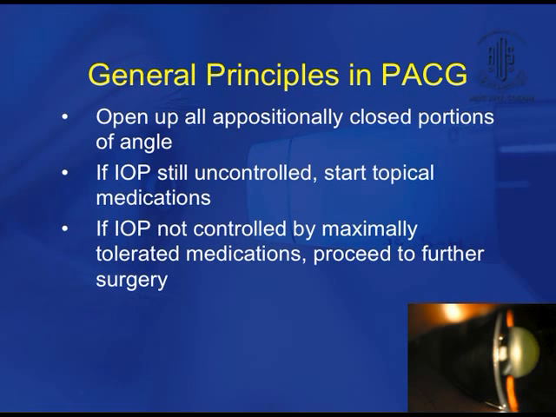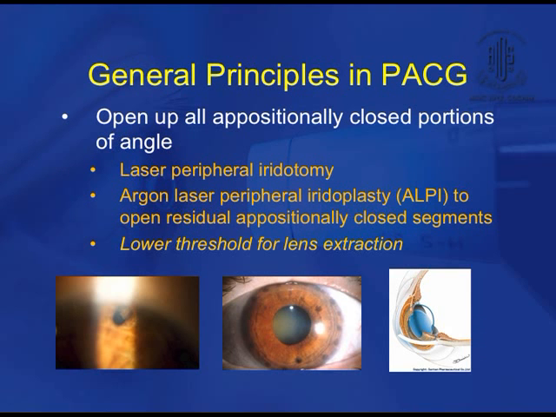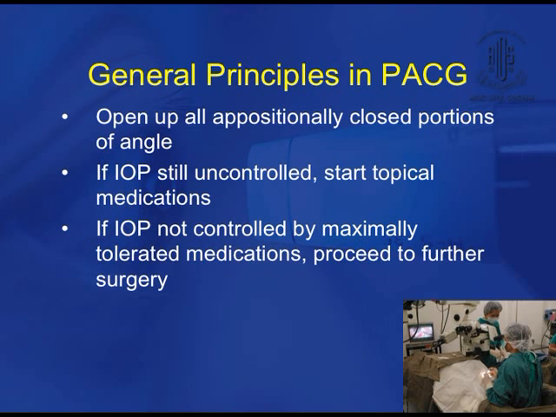But how do you open up appositionally closed portions of the angle? I think there are three major steps that you can use. First of all, in the majority of cases, there is an extent of pupillary block, and so you can consider starting with laser peripheral iridotomy to eliminate the pupillary block. If there are still residual appositionally closed portions of the angle after peripheral iridotomy, then you can consider argon laser peripheral iridoplasty, which I've discussed a bit this morning, as well as in my talk at 8 o'clock tomorrow morning. And finally, I will have a relatively lower threshold for lens extraction in such patients if the pressure remains uncontrolled even after the iridoplasty.